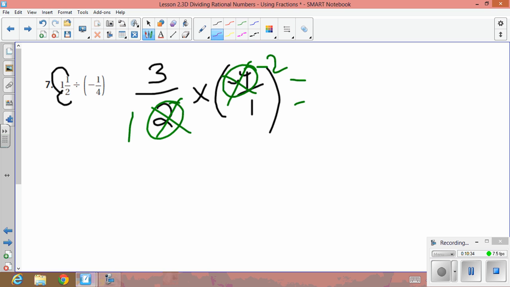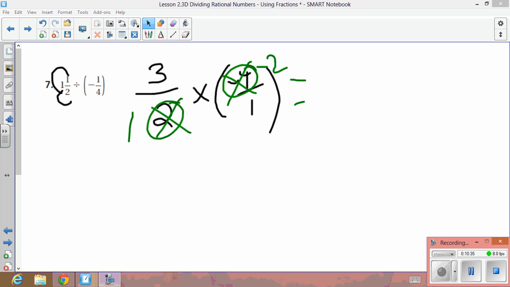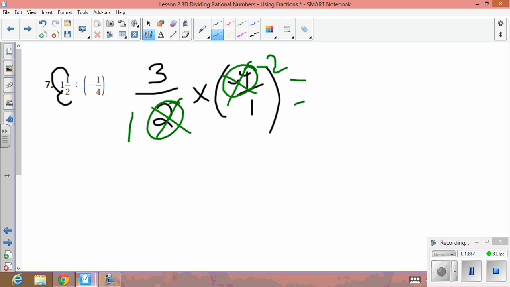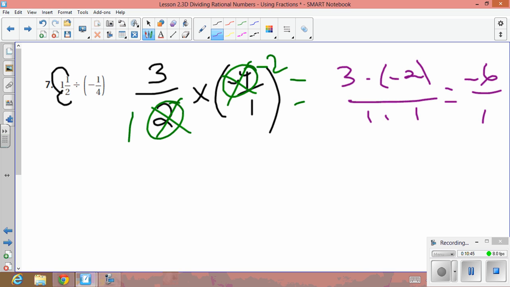So my numerators. Alright, so we want to finish writing our numerators as 3 times negative 2 over 1 times 1. So that gives us negative 6 over 1, or negative 6.